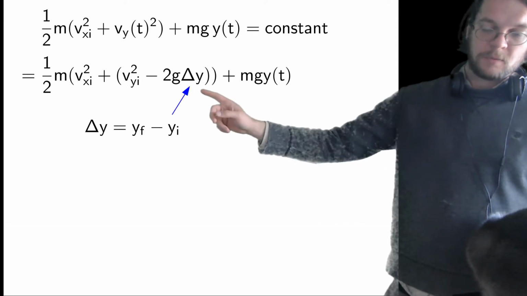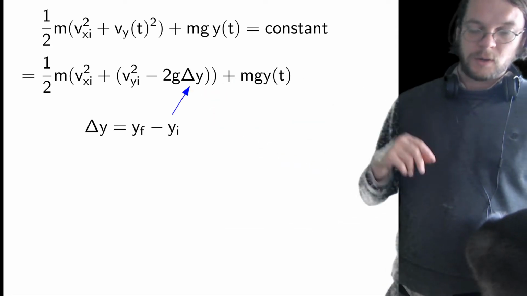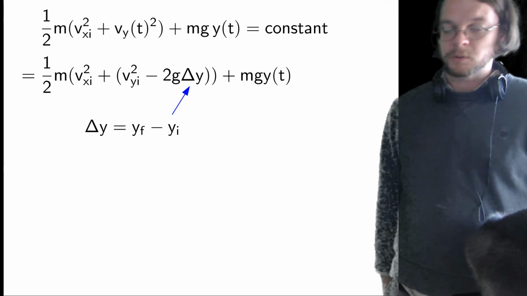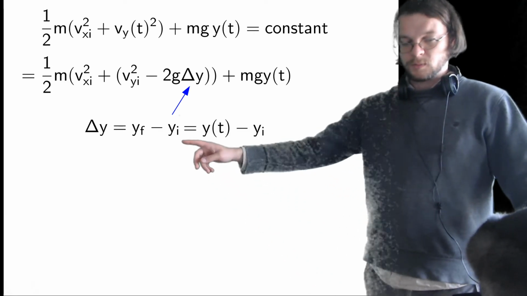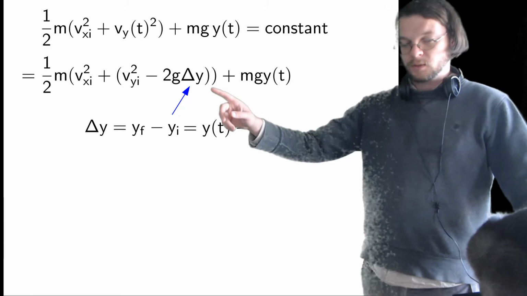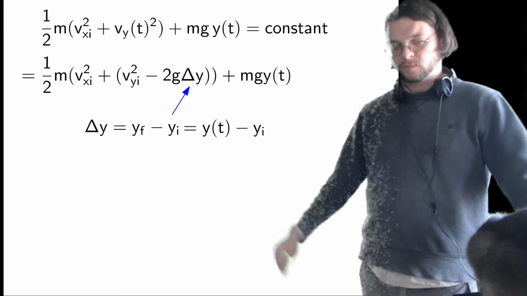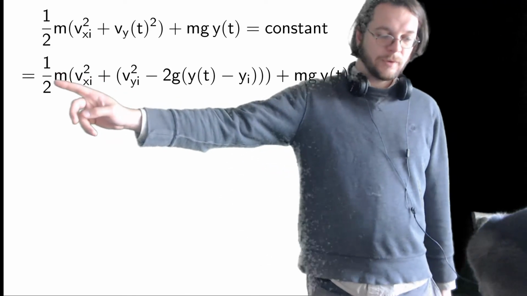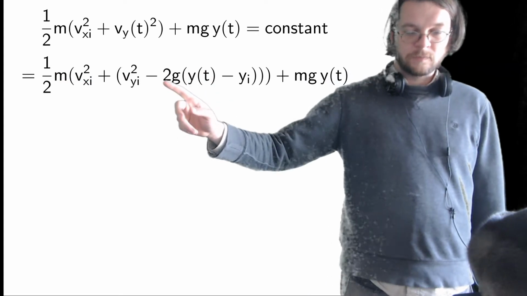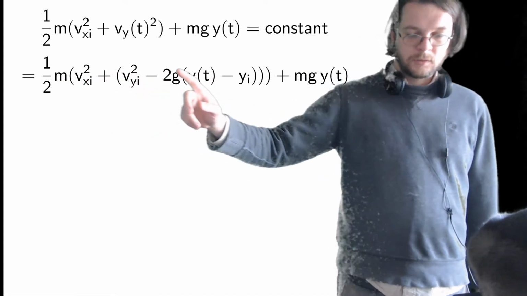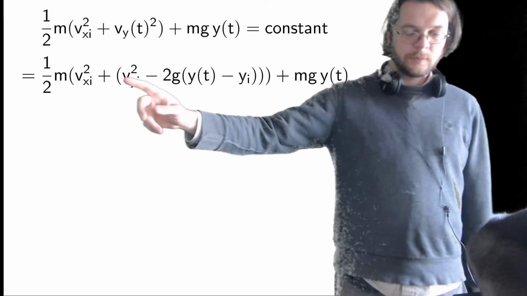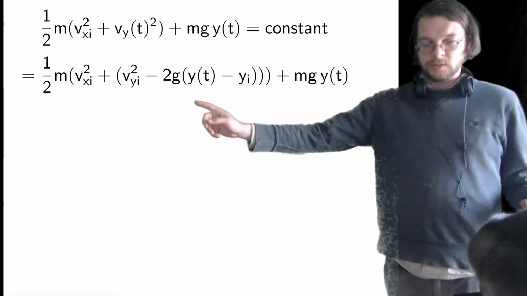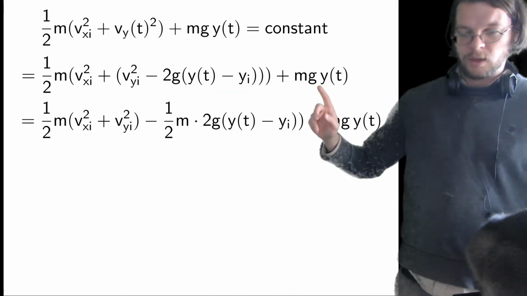But there's time dependence in here, right, because this is the final y minus the initial y. Delta is always final minus initial, it's never initial minus final, by the way. And so this is the same thing as this, and so I can put that into here, because our final is sort of the current time. So I can stick that in here, and if you multiply all this out, there's a 1/2 m, so 1/2 times 2 is 1, m times this, so there's an mg, so you end up with minus mgy as a function of time.